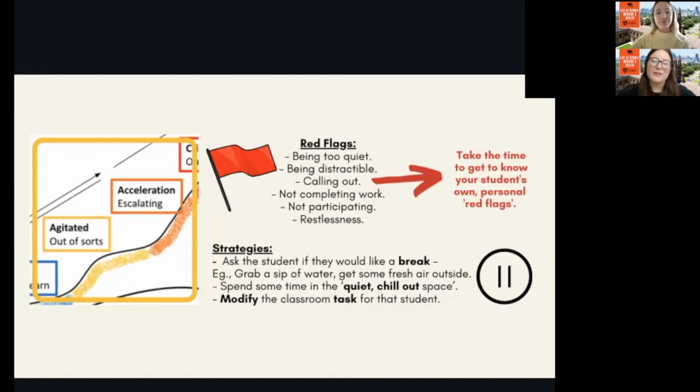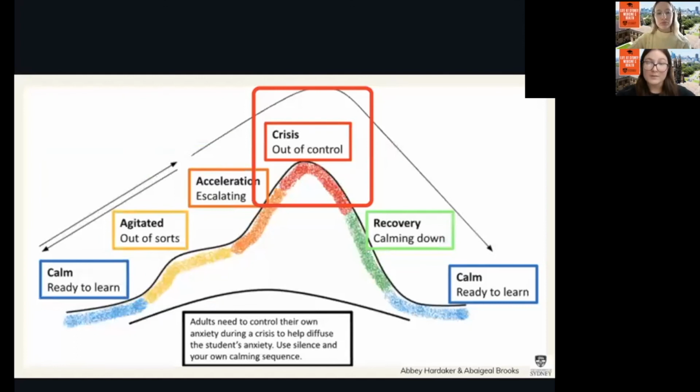However, if these red flags are not detected or strategies aren't implemented in this phase, or the strategies are unsuccessful, the child will likely escalate into the red stage, the crisis stage, at the pinnacle of the scale. Some students may escalate to this zone in a matter of seconds, while others build up over days. Once a student is in this crisis stage, it's too late to implement strategies or attempt to calm them down. We must wait out the outburst and focus on keeping the child from harming themselves or others.